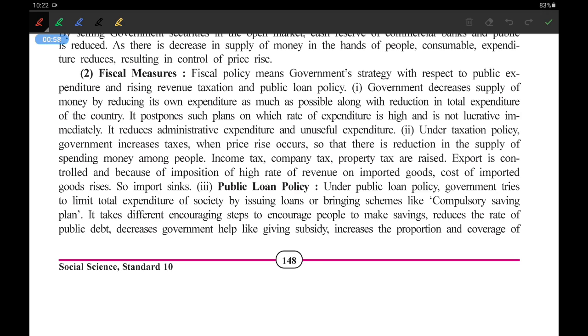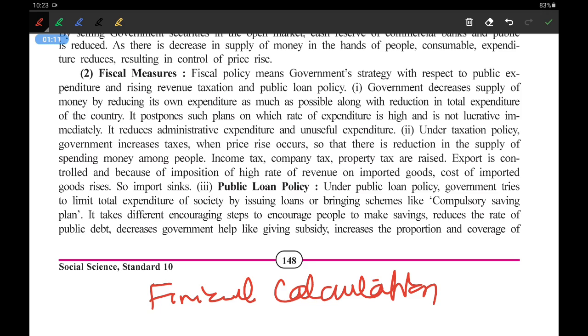Now, fiscal is a short form of two words: financial and calculations. It is a simple word, fis, that is financial, and calculation. It is a short form of financial calculation, that is fiscal. Now, fiscal measures: here the government sees about its expense and income. So here we are going to see about the expense and income of the government.